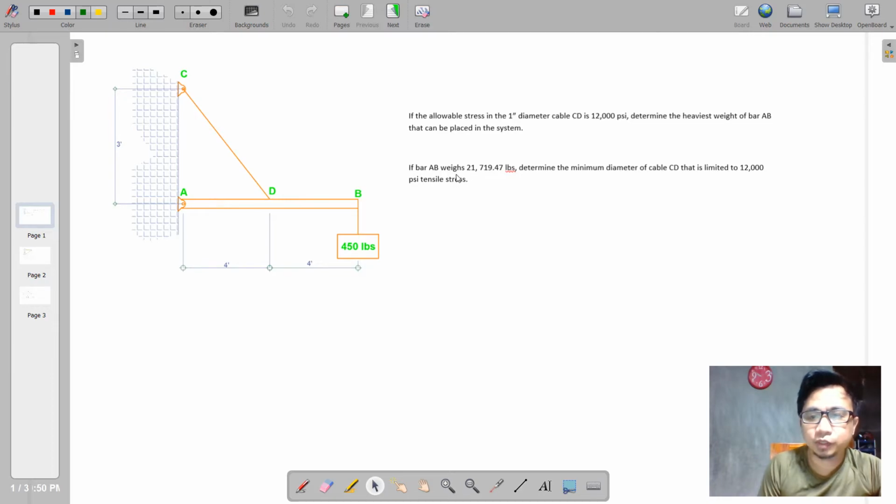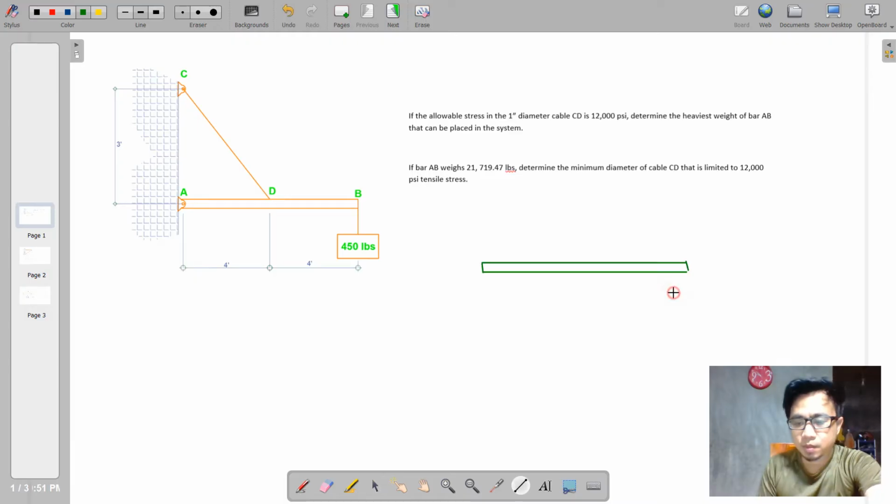Okay, so for the first unknown, we're going to work with the weight of this bar under the premise that the allowable stress of CD is limited to 12,000 pounds per square inch. So moving on to the solution, of course, the first thing to do is to establish your free body diagram. Say this is the 8 feet long bar, let us label this AB.